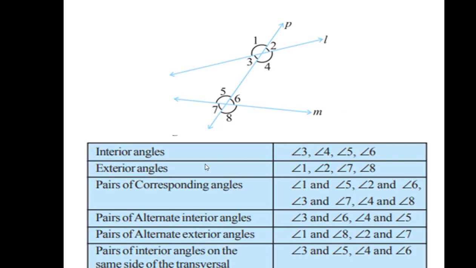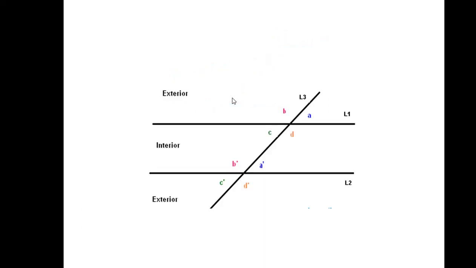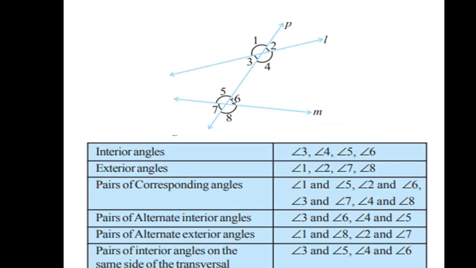Interior angles. In this example, interior angles are angles 3, 4, 5 and 6. If you see here, these four angles are in between the two lines, so they are the interior angles. Already I showed you what is interior and exterior. Exterior angles means outside the line. So 1, 2 and 7, 8 are the exterior angles.